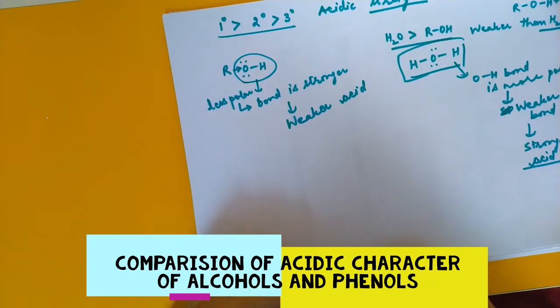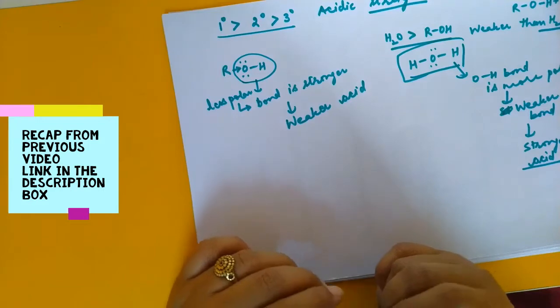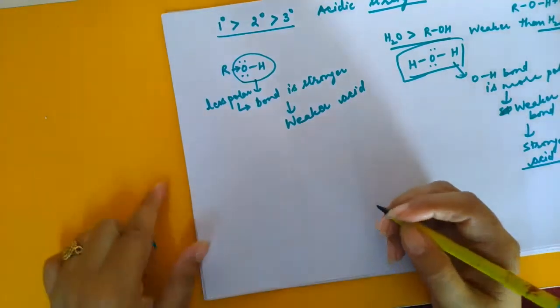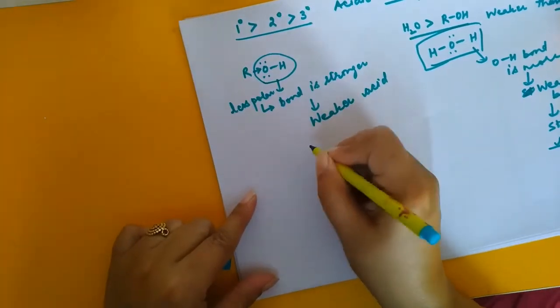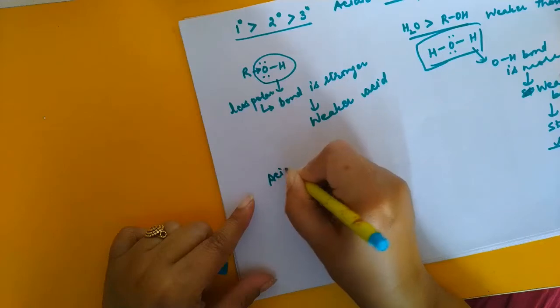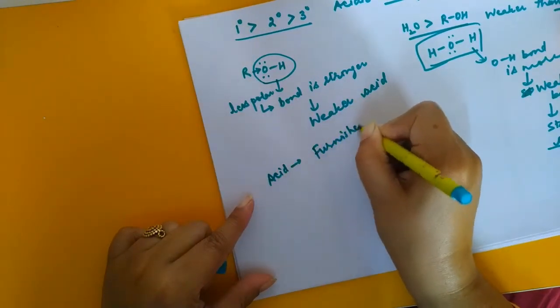Let's start with the comparison of acidic character of alcohols and phenols. But before that, I just want to recapitulate a few important things. One is that an acid is an acid because of furnishing of hydrogen ion. So what is the property of an acid? That it furnishes hydrogen ion.